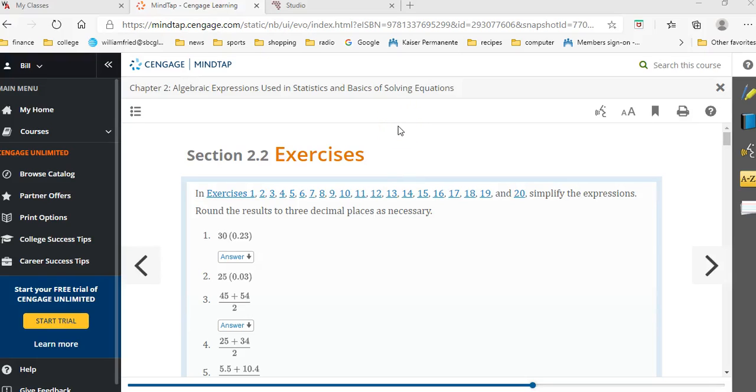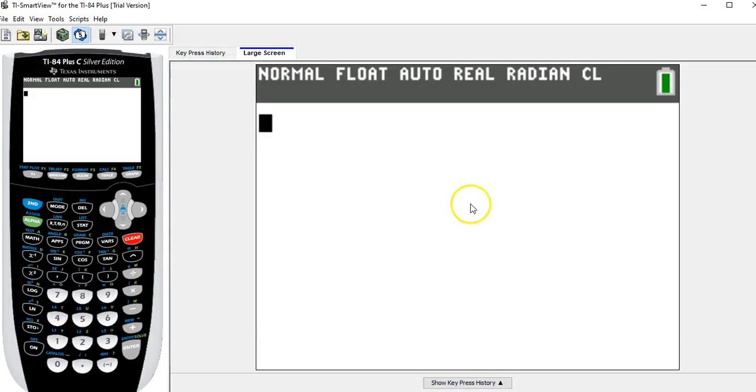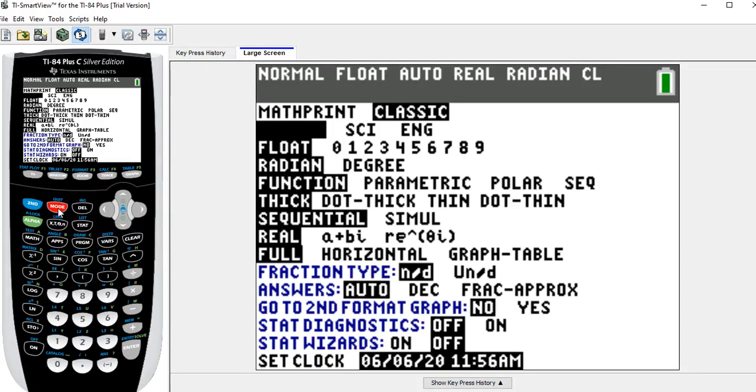I'm going to do some examples of evaluating numerical expressions on the TI-84. This is from section 2.2 in the homework. Before I do any example, I want to show something on the calculator in what's called the mode. I clicked on mode, and you see the first thing up here is math print versus classic. You can toggle back and forth between them.